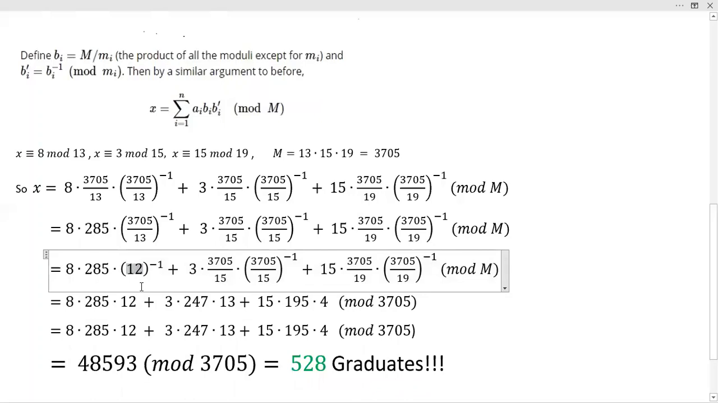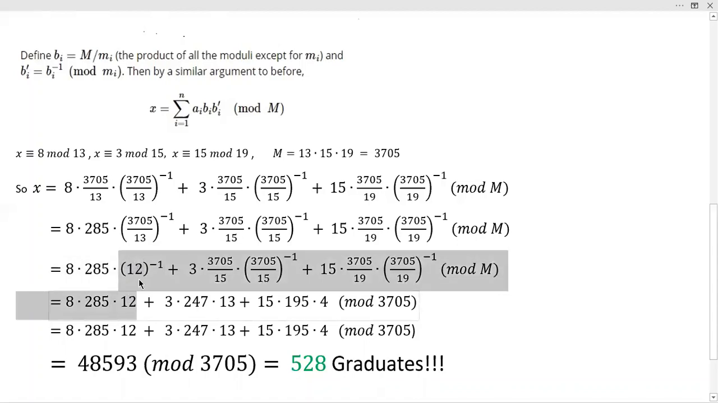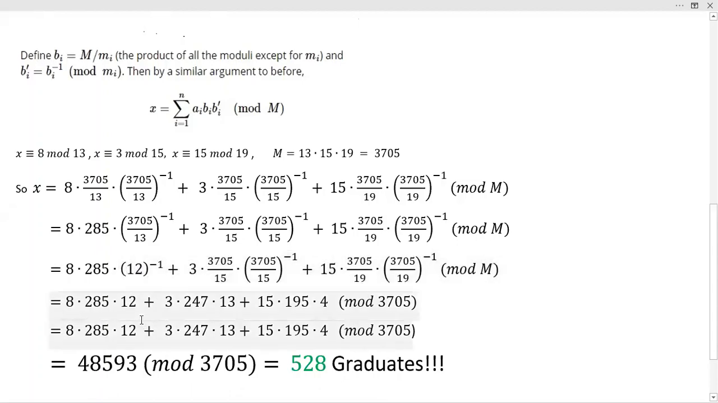285 divided by 13, what's that? Oh gosh, who knows what that is? 21 times 13 is 273, right? And so you would have a 12 remainder there. So again, if you divide 285 by 13, you get 12 as a remainder. Now the hardest part of this is, how in the world did we come from here to here, from 12 inverse to 12? How did that even happen? That looks absurd. Well, it turns out in modular arithmetic, something can be its own inverse.